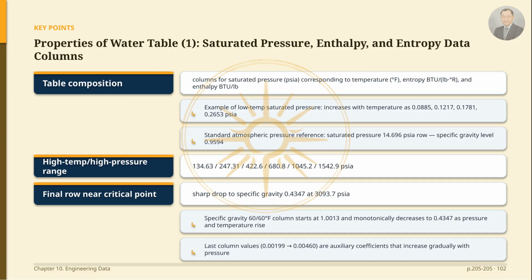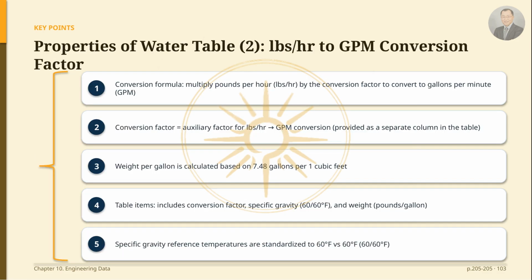Please keep in mind that the specific gravity starts at 1.0013, based on 60 degrees Fahrenheit, and decreases monotonically as pressure and temperature increase. Now, I'll explain how to convert the flow rate of water from pounds per hour to gallons per minute. The core concept is simple. Multiply the flow rate expressed in pounds per hour by the conversion factor listed in the table to obtain the flow rate in gallons per minute.